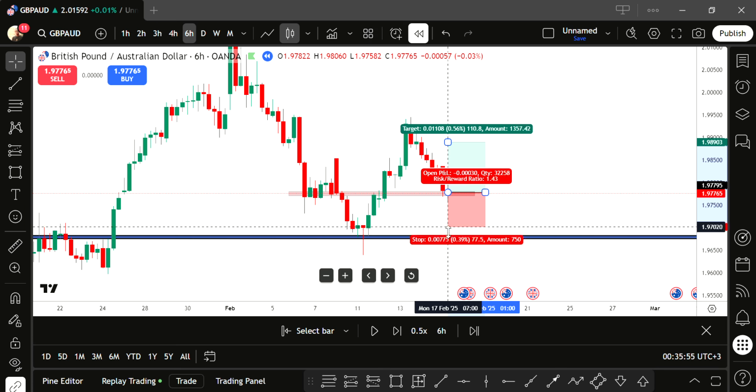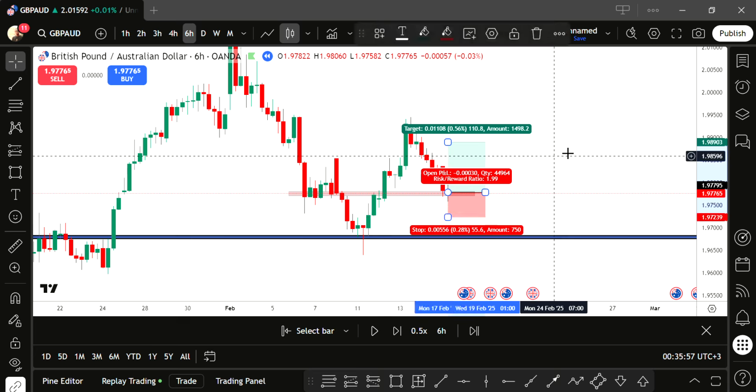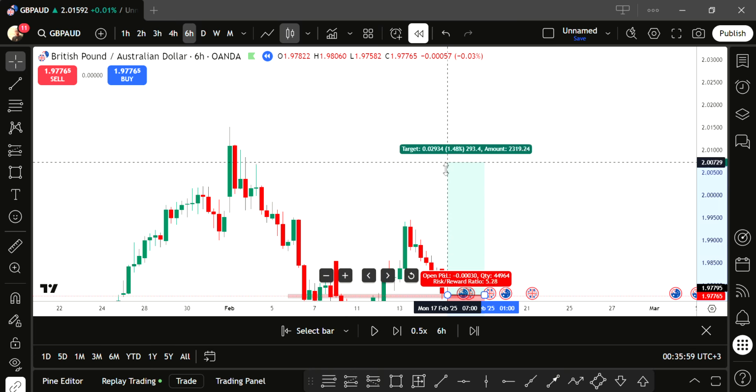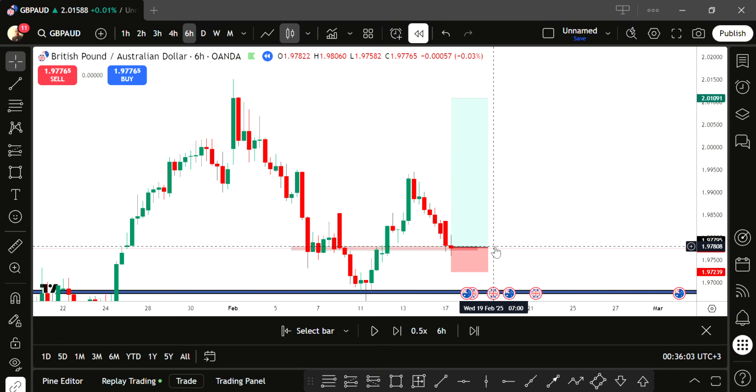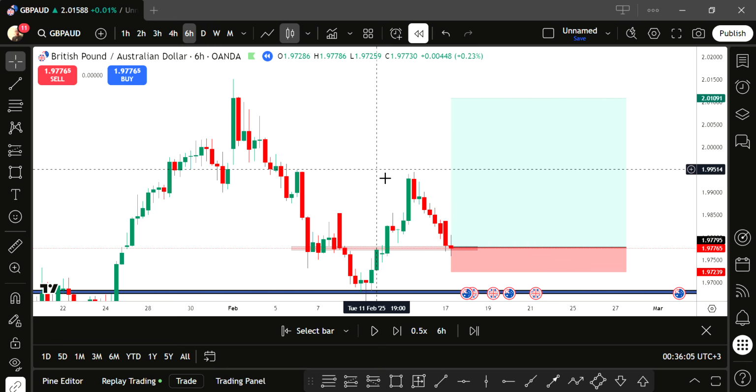Stop loss should be at least slightly below here, that is around 55 pips, and then the first level target should be the previous high, which is 320 pips, because this is GBP/AUD, so it has a very high pip count.